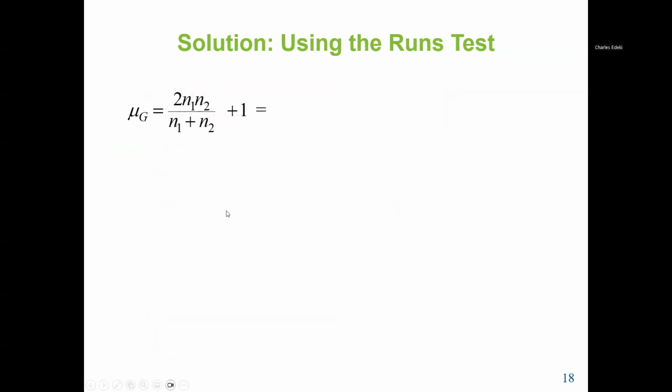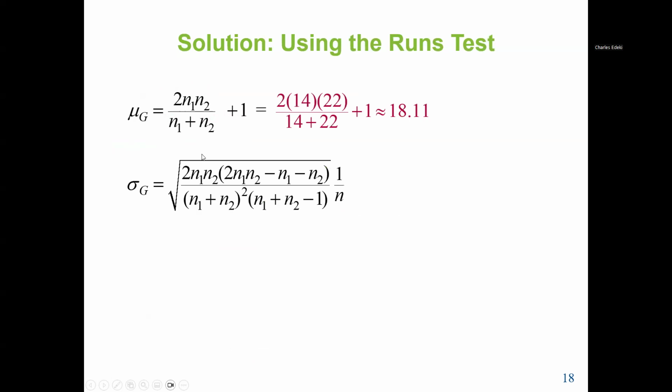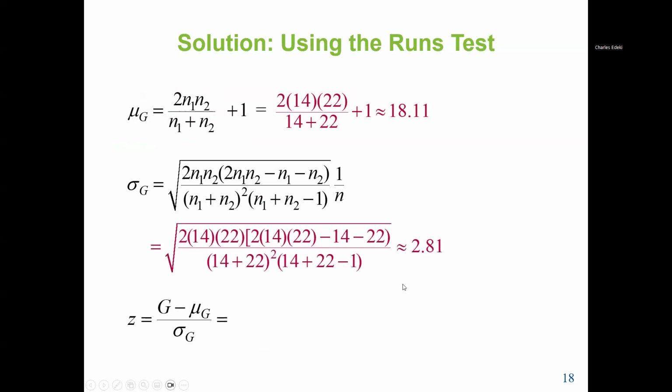So first we find the mu G. We already have the values for N1 and N2, so we plug in the values. We get 18.11. Same thing to find the sigma G. We plug in all the values. Those are the only two values we need to find both mu G and sigma G, and that gave us 2.81. We can find our Z, which will be G minus mu G over sigma G. G is 11, mu G is 18.11, sigma G is 2.81. That gives us negative 2.53.